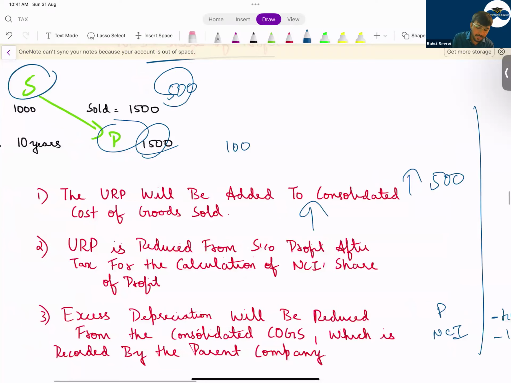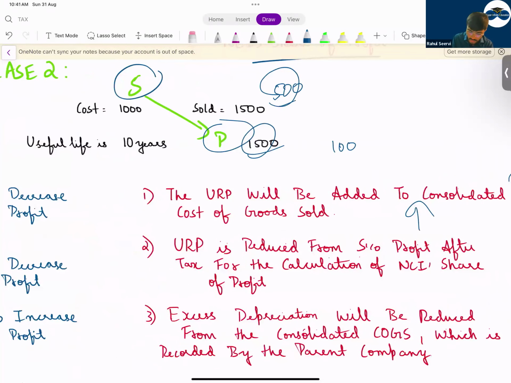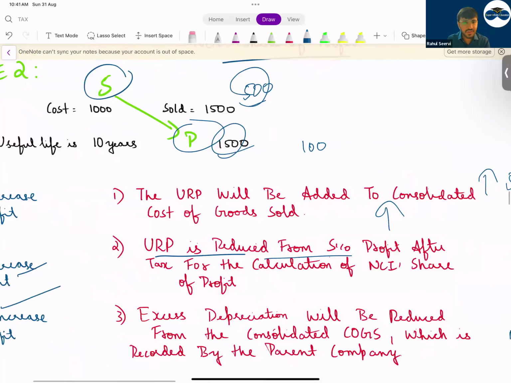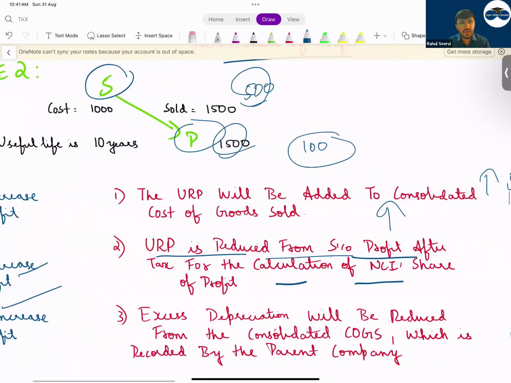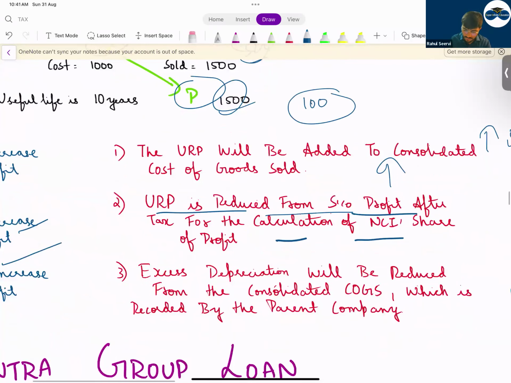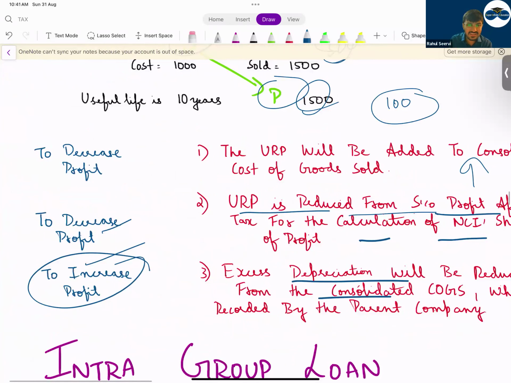Now, which company has recorded it? Now, did we do the first adjustment? Yes, sir. Then decrease the profit. URP will be reduced from the subsidiary's profit after tax for NCI calculation, we have done that. Then which company has recorded excess depreciation? So the parent company has recorded excess depreciation. So what do we do to increase the profit? We reduce the cost of goods sold. To increase the profit, we reduce cost of goods sold.